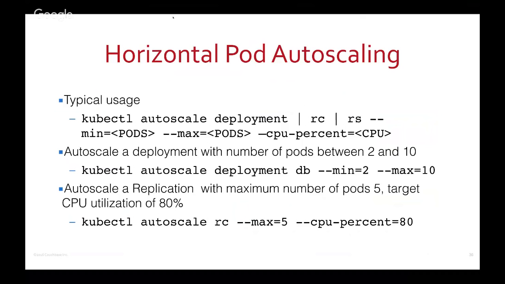Here I'm autoscaling a replication controller. I don't care what the minimum is. I think minimum is 1 by default. Then I'm saying maximum 5 and CPU utilization of 80%. So just simple commands over there.